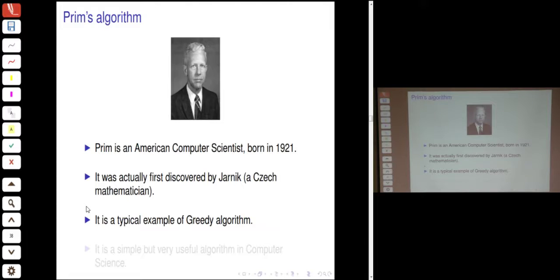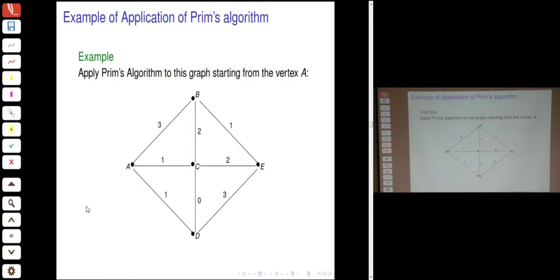But in this simple case, the minimum spanning tree, this greedy algorithm works. Okay. So finally, I want to repeat: this is a simple algorithm, but extremely useful. All right, so let's use an example to illustrate this algorithm. So this is the example. Apply Prim's algorithm to this graph, starting from vertex A.